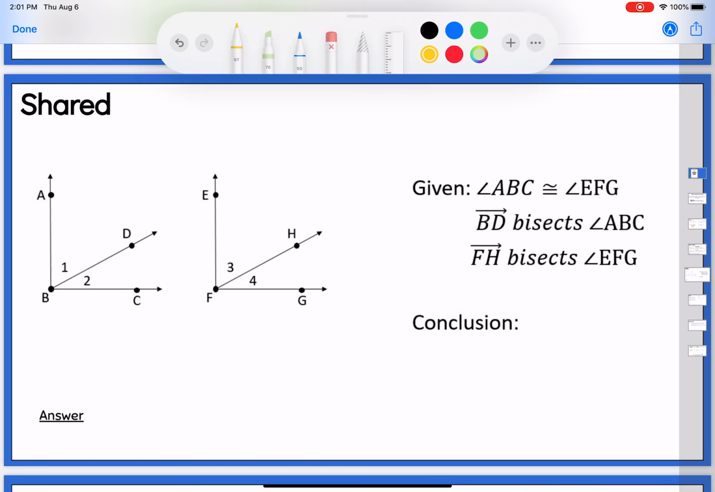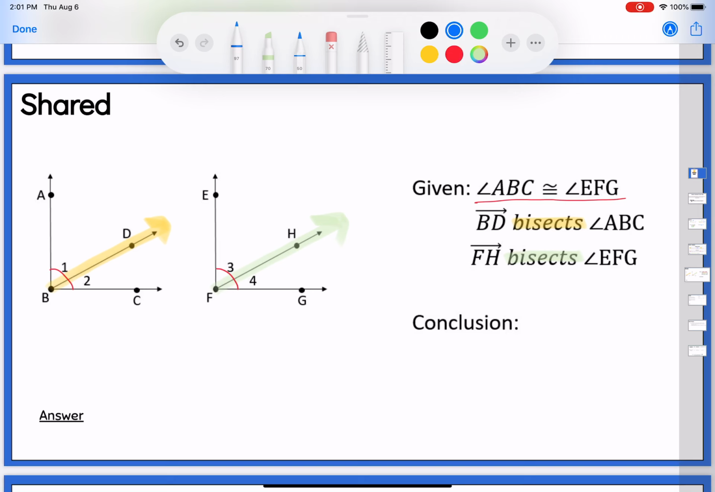Okay, so the first given was that the 2 big angles were congruent, right? This whole thing is congruent to this whole thing. Then it said that BD bisects angle ABC, and that FH bisects angle EFG. I have the word bisect. All right, so there were quite a few things you could have written down.